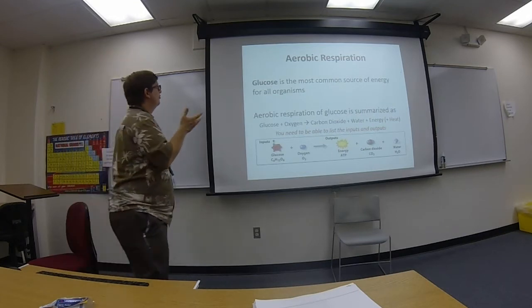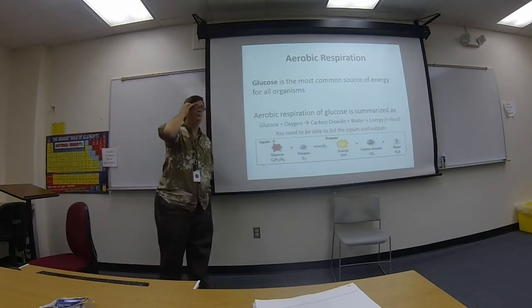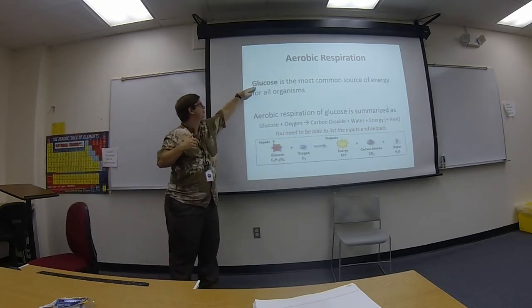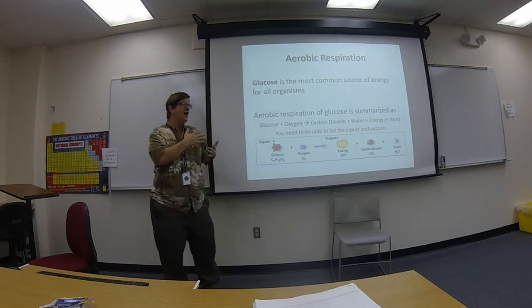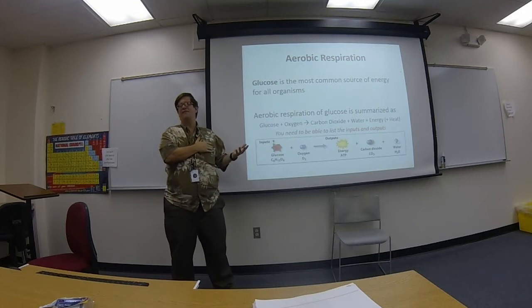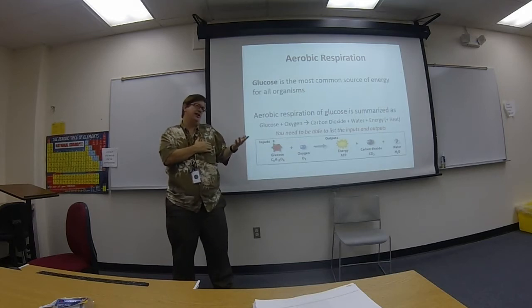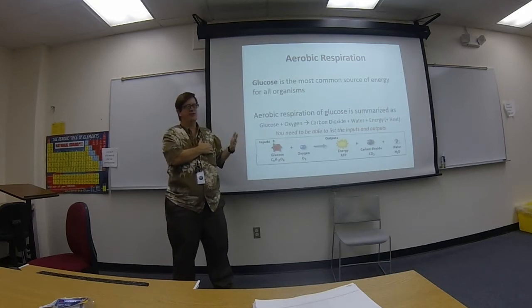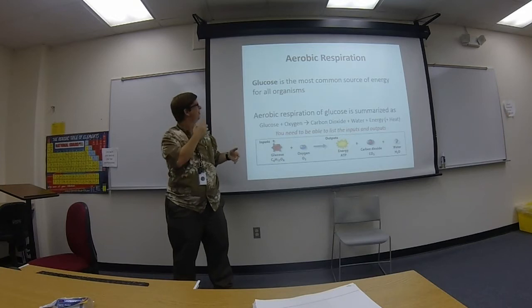So now let's look at it. Glucose is the most common source of energy for all organisms. It is the main energy. Your brain runs almost primarily on glucose, almost exclusively on glucose. Things like your heart, they can run on fatty acids just fine. They do that at rest. When you're not exercising hard, your heart runs off fatty acids.